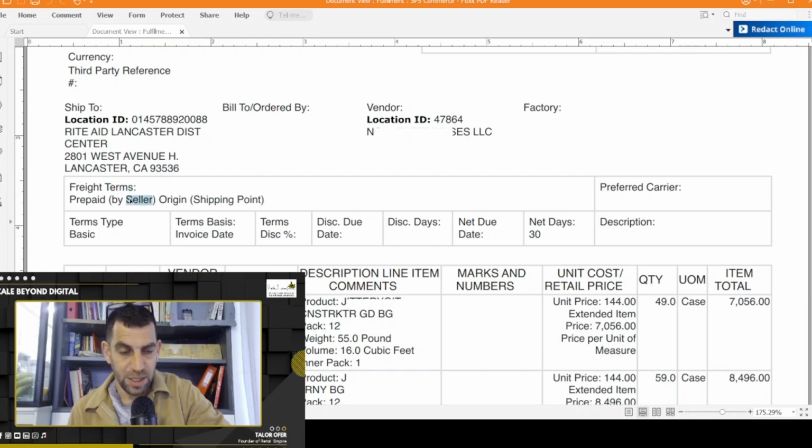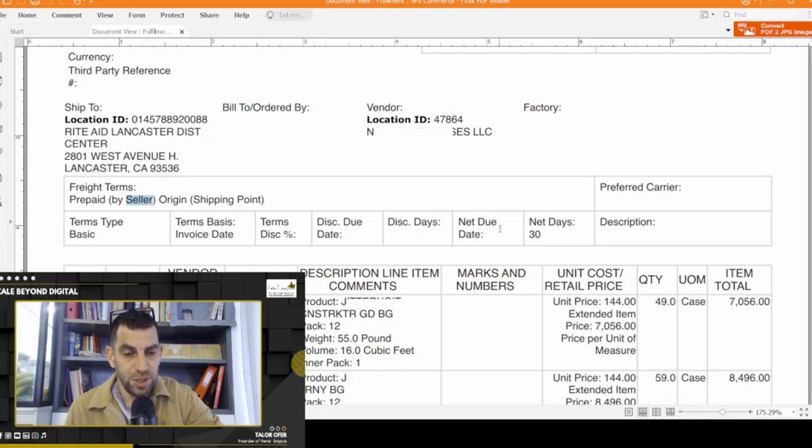And let's go to freight terms. Prepaid by seller. This is what was agreed between the buyer and the vendor. That means that you as a vendor are paying for the shipping. And the origin is shipping point. Shipping point is your 3PL, warehouse, home, wherever you're shipping from. Backyard, garden, from your car, from your van, from your bus, wherever you ship from. And terms type is basic. Terms basis, invoice date. Okay, terms description, percentage and so on.